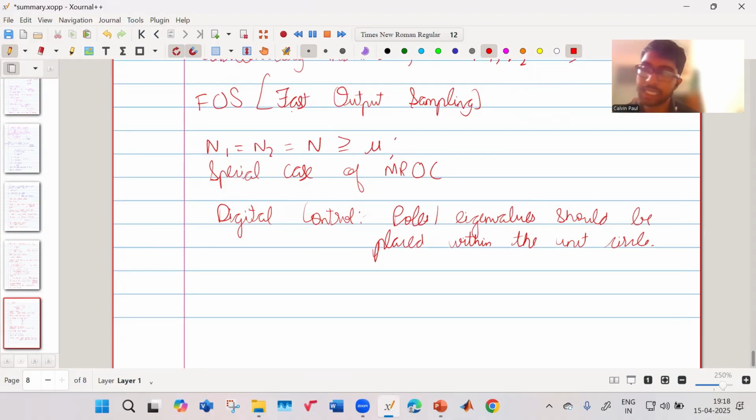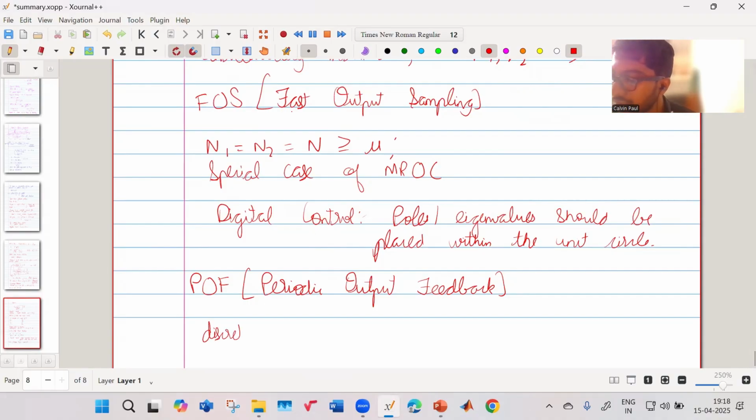So after fast output sampling, there's another method known as POF, that is periodic output feedback. In POF, the output is sampled only once, and the input is updated with different gains in a cyclic, periodic fashion using the sampled output. But the problem with this is it has discontinuous inputs, and this is not always desirable.